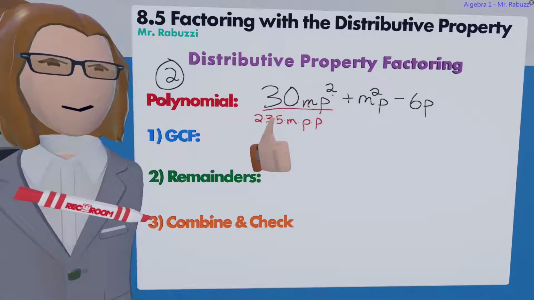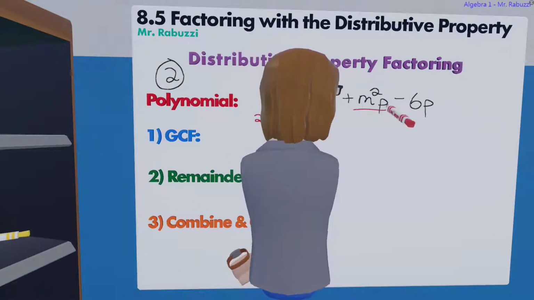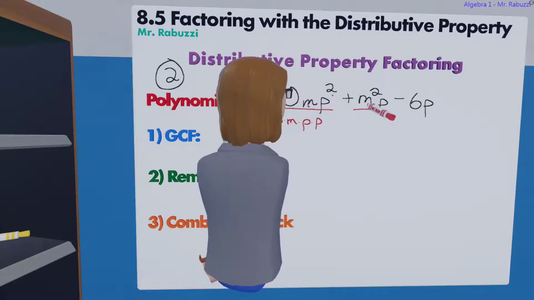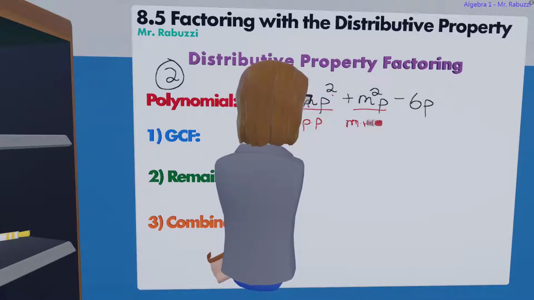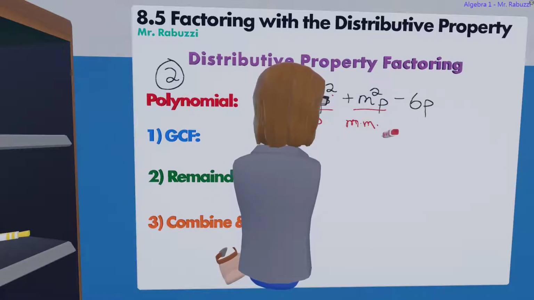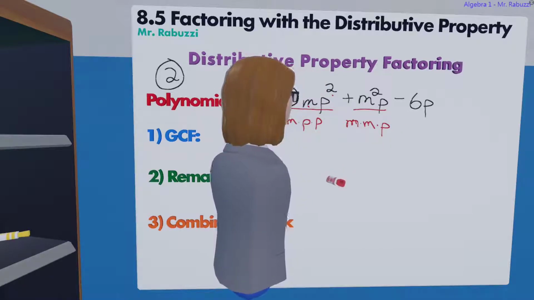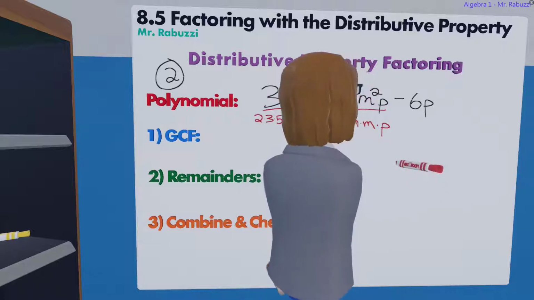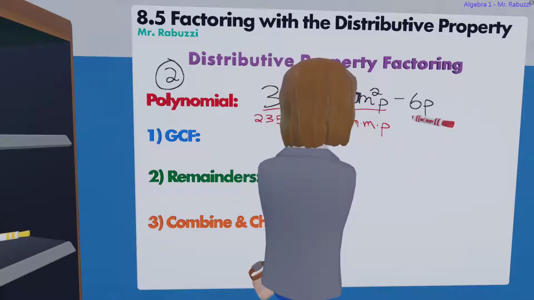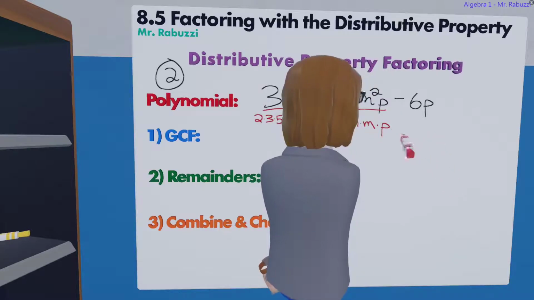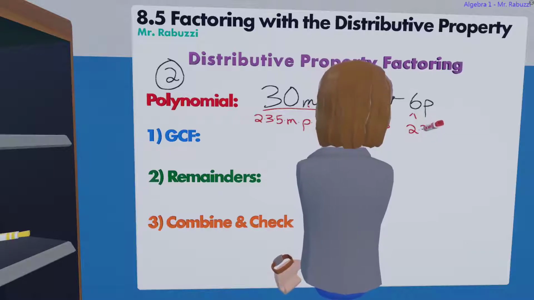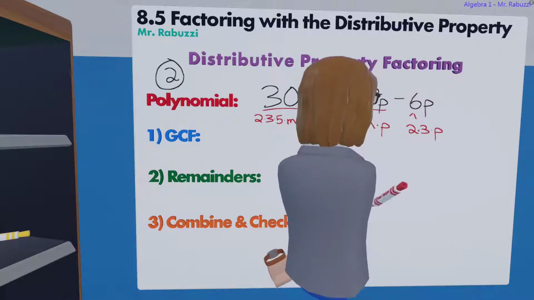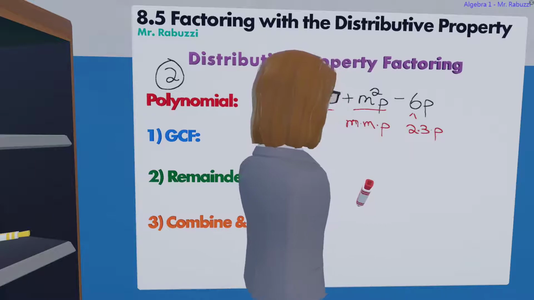All right, that one's done. M squared p. This time the m is squared, so there are 2 different m's in my factors, and there's only 1 p in my factors. And then over here, negative 6p or minus 6p, 6 can be split into 2 times 3 times p.